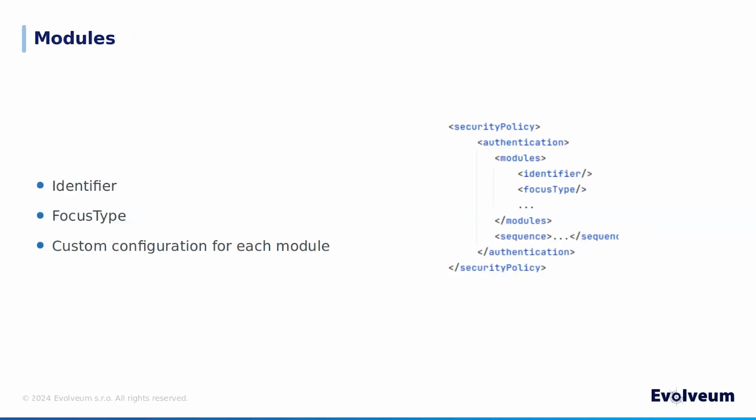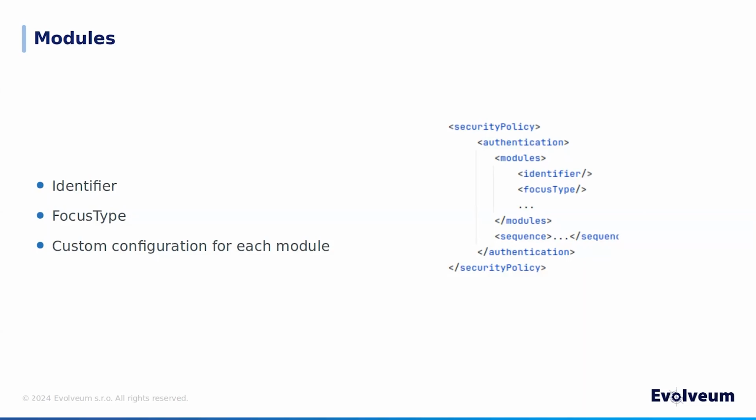As I said, the module is the basic building block of the configuration. Many authentication modules have been added since version 4.1. Each module contains these important attributes. First is the unique identifier of the authentication module. It is intended to give the system administrator an idea of the type of module. It is not intended to be used as a user-friendly name for the module. This identifier is also used in the URL, so it should not contain special characters.